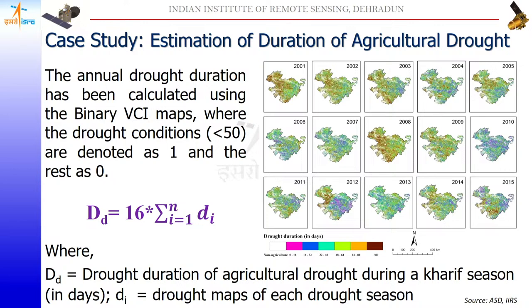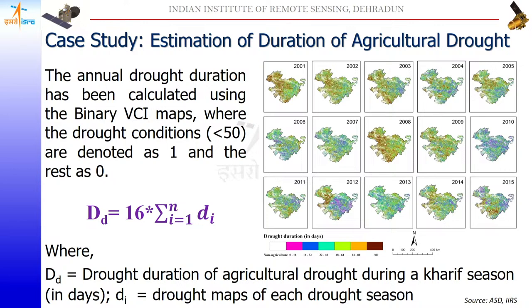And here we use VCI maps, as I showed earlier in my previous slide in the same lecture. We use the same VCI maps and convert them into binary. Binary means we convert the data sets into 0 and 1. So how do we classify 0 and 1? If my VCI value is less than 50, we make it 1, and if my VCI value is higher than 50, we make it 0. It means where it is 0, there is no drought condition or normal condition. If the value is 1, it's defined as a drought condition.